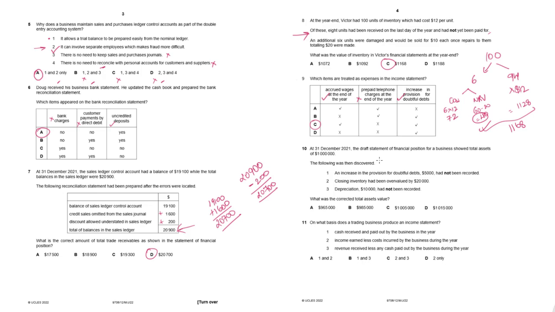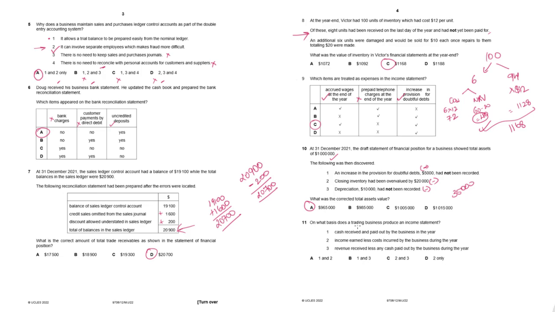10th one, the draft statement of financial position for a business showed total assets of $1 million. The following was then discovered. Increase in provision for doubtful debts, 5,000, has not been recorded. Closing inventory was overvalued by 20,000. Depreciation not recorded. What is the correct value of total assets? Very simple question. You have to subtract 5,000 because that reduces the value of debtors. Closing inventory overvalued by 20,000, you have to subtract that also. Depreciation 10,000 not provided, you have to subtract that also. So overall you have to subtract 35,000 from $1 million. So you will get 965,000, which is option A.